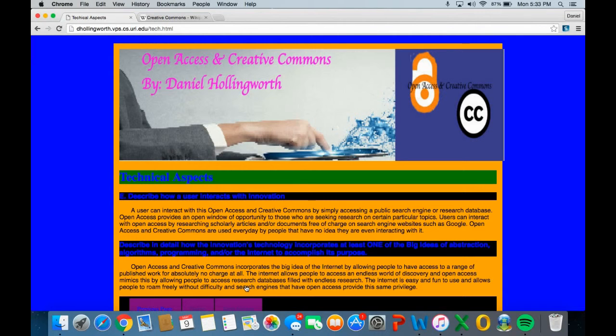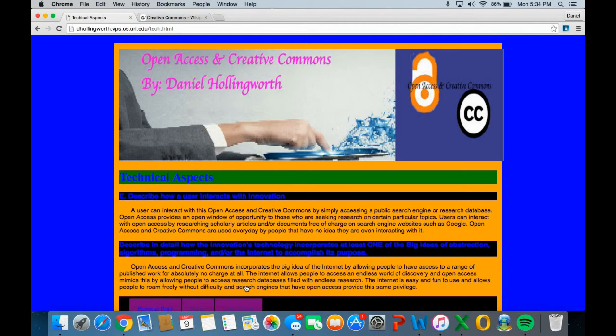Users can interact with open access and Creative Commons just by accessing any search engine, such as Google or Ask.com, like I mentioned. People can just search any topic that they are researching, such as Creative Commons. I looked up multiple things. I looked up how to access it. I looked up how to use it. I looked up what it was. I didn't even know what Creative Commons was, and that's what open access allowed me to do. I looked up Creative Commons, I saw the answer, and there it was right in front of me.